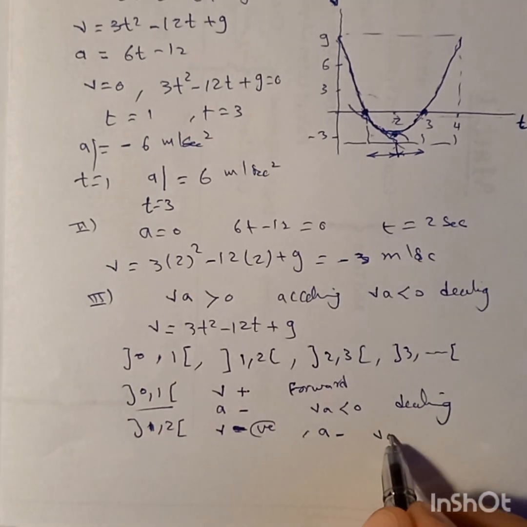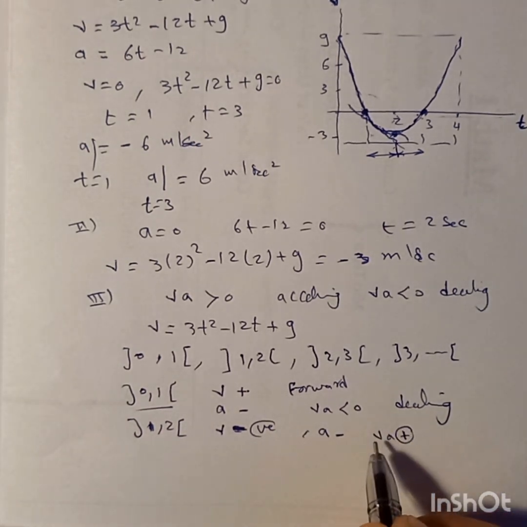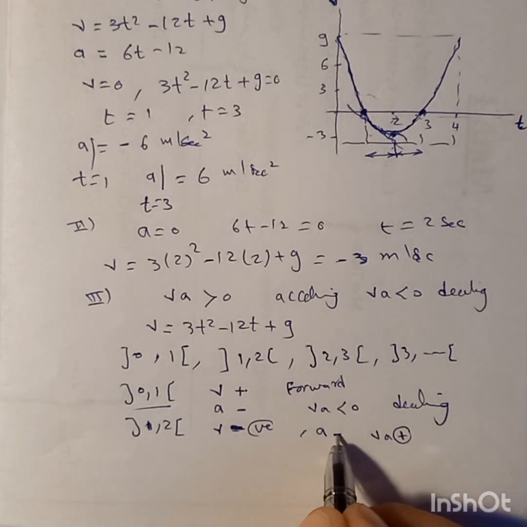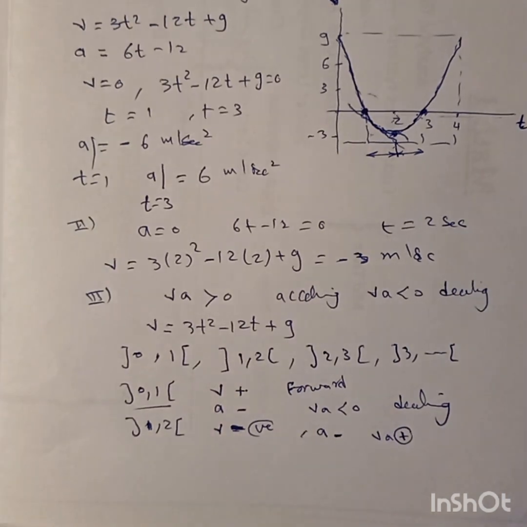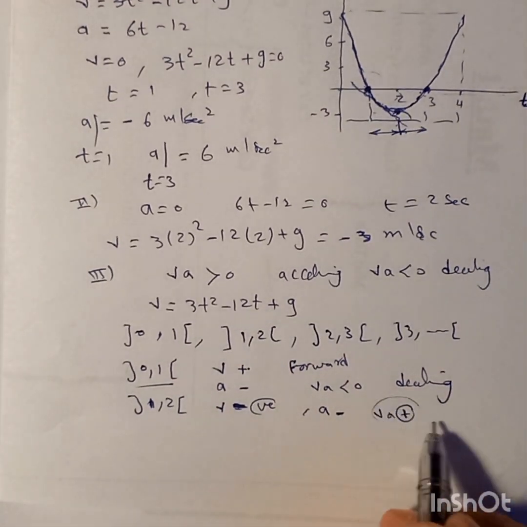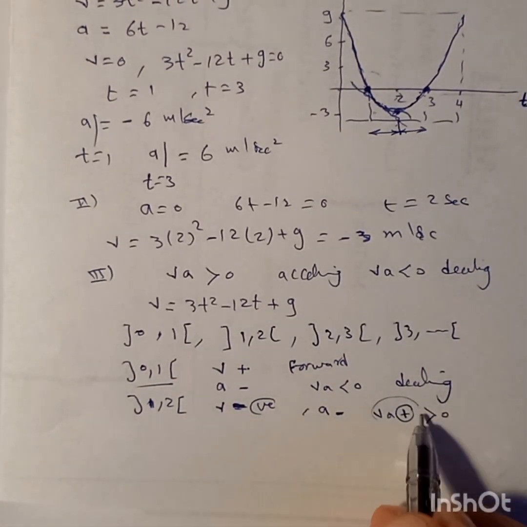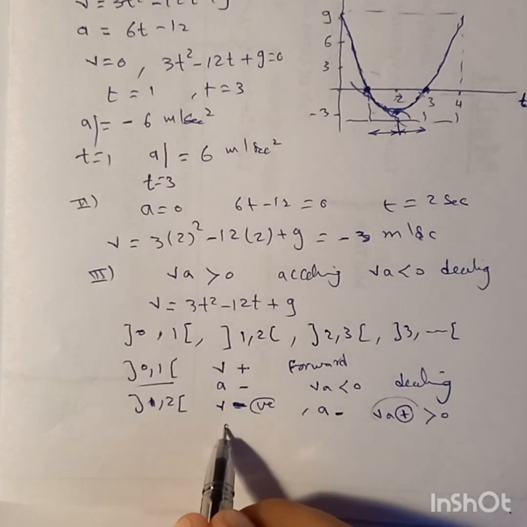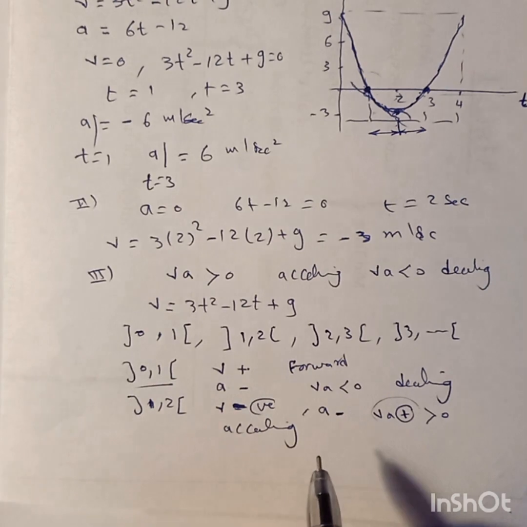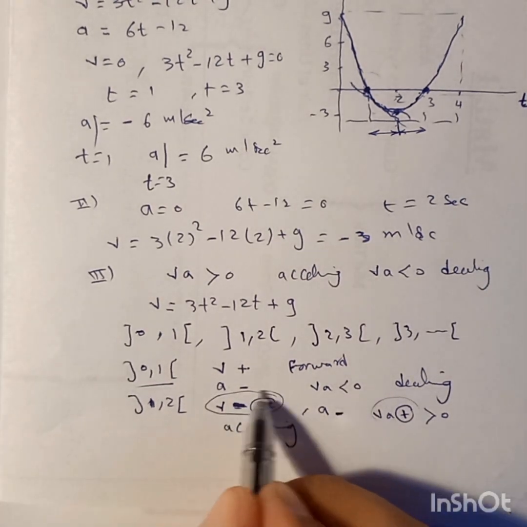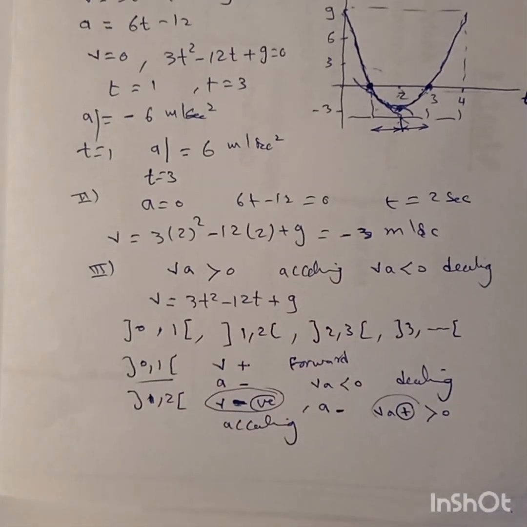Then va equals a positive value, as we multiply a negative value by a negative value, so va is a positive value greater than 0. Then here the motion is accelerating, but in the backward direction as v is negative.